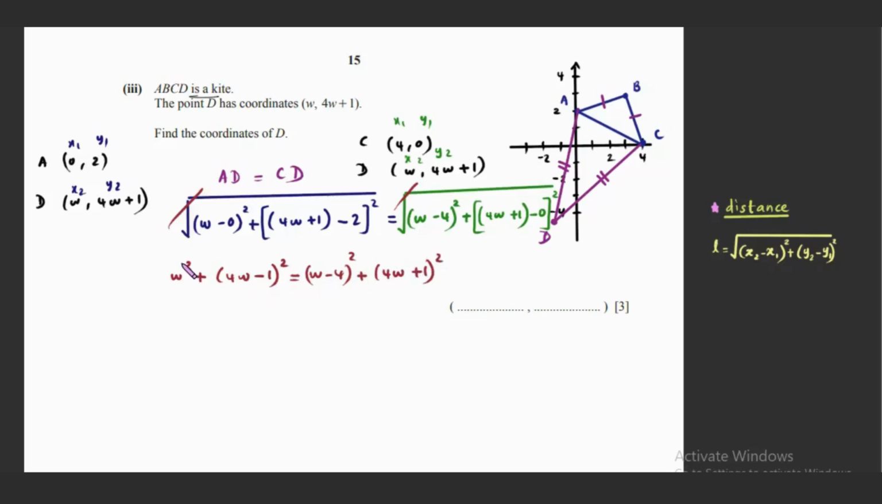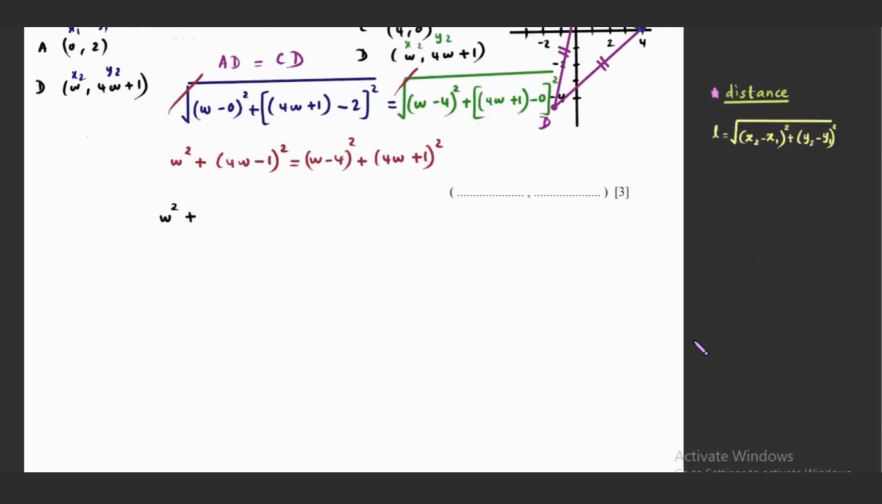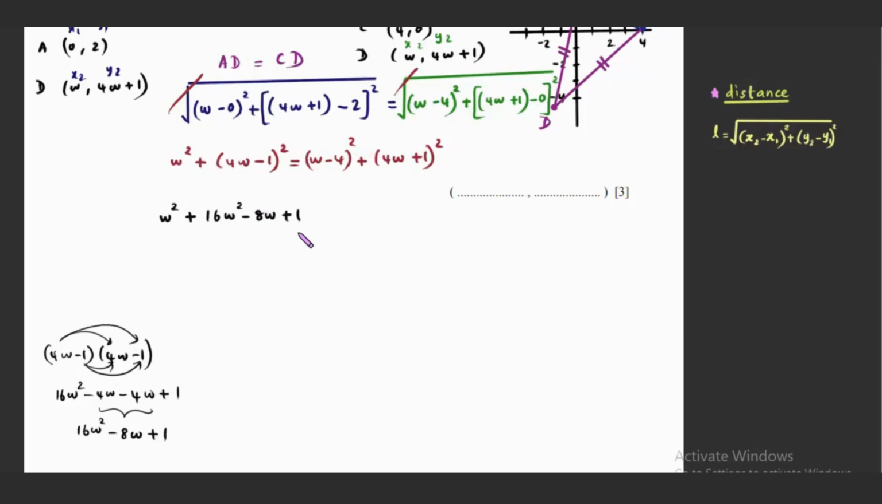I'm going to expand this one now. So I have w squared plus (4w - 1) squared, which is the multiplication of (4w - 1) with (4w - 1). I need to multiply these two together. 4w times 4w is 16w squared. These two, when I multiply, get minus 4w. Then I have minus 4w again. Minus 1 times minus 1 is plus 1. And I need to combine the like terms, so these two will give us minus 8w plus 1. So I can write it as 16w squared minus 8w plus 1.